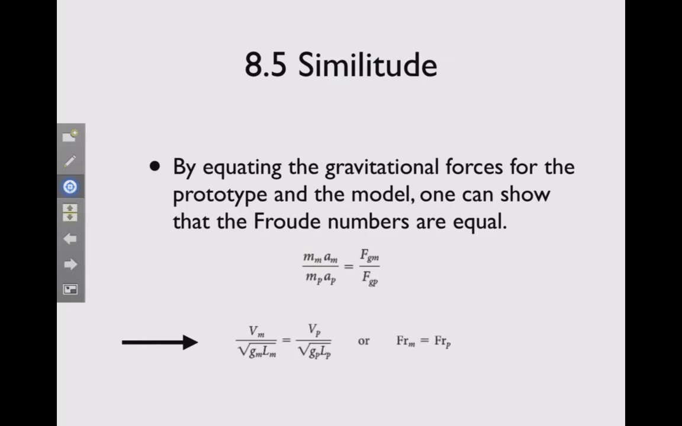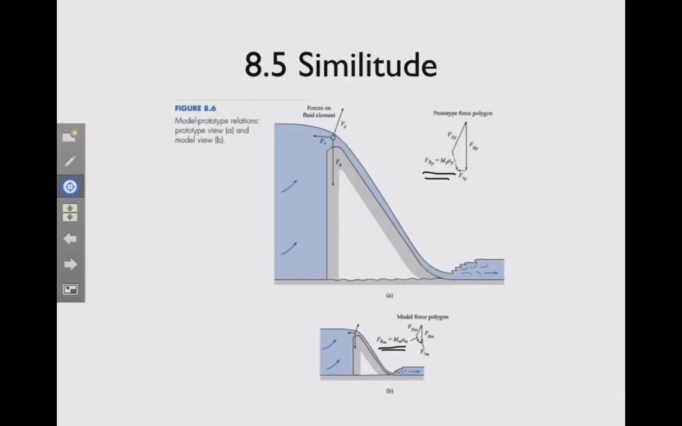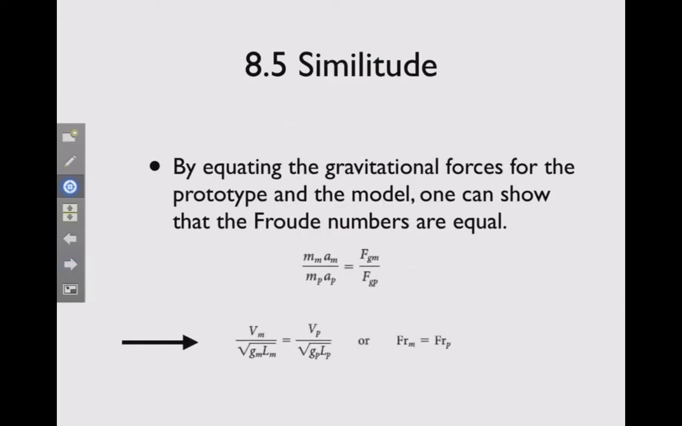I'm going to go ahead and just show you the derivation here. We're going to equate basically the gravitational forces for the prototype and the model, and we're going to be able to show that those reduce to the Froude number. And so we can see that the primary thing that drives this flow is the force of gravity here. So that is the relevant force that we need to think about.